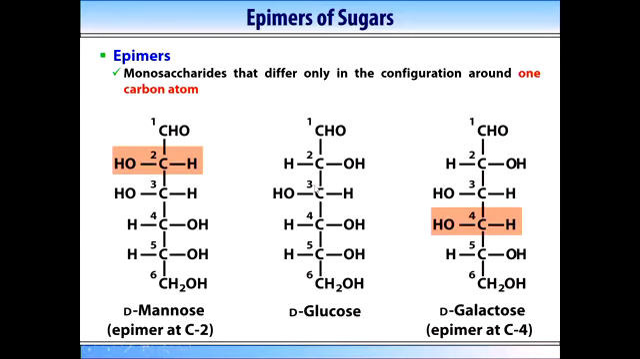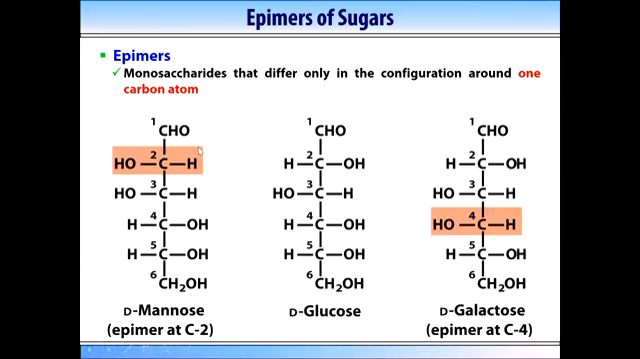Of course, you can say it the opposite way. So you can call glucose a C3 epimer of galactose. Actually, no, glucose would be the C4 epimer of galactose, the same way. The same as with mannose: glucose would be the C2 epimer of mannose.